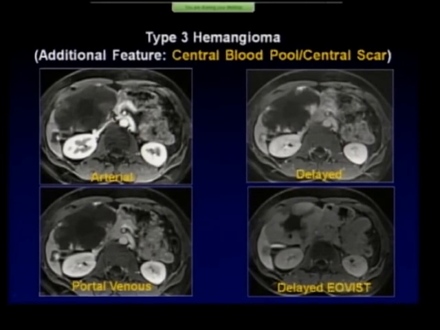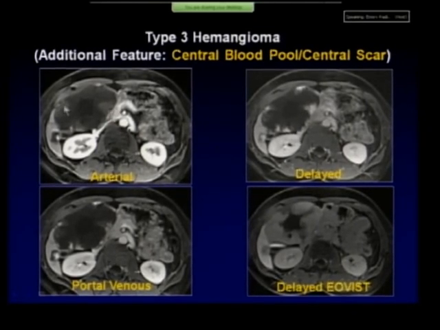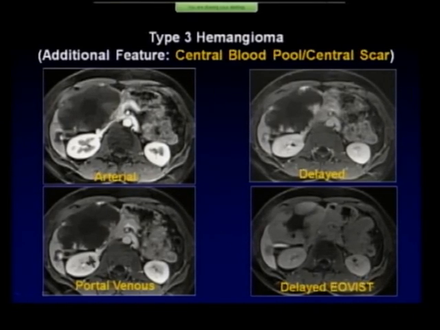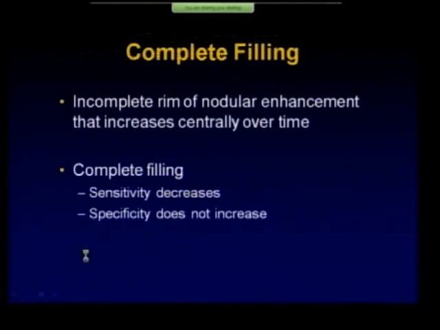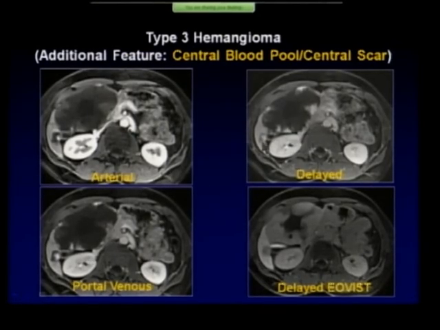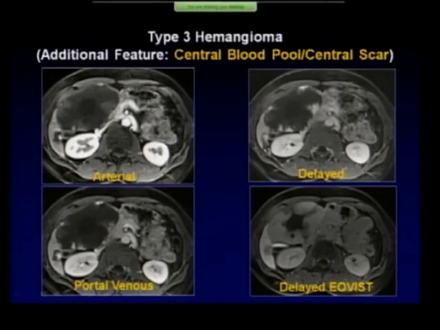On arterial phase images, you can see there is enhancement within the lesion, which is peripheral nodular puddles of enhancement. The second lesion also demonstrates enhancement. There is progressive filling in, as you can see. It does not completely fill in, and these are delayed EOVist images. The lesion is hypointense to the liver parenchyma, which means it does not take up EOVist, and both lesions actually demonstrate progressive filling in. So the larger lesion was actually a type 3 hemangioma, and the smaller lesion was a type 2 hemangioma. Both are benign lesions.